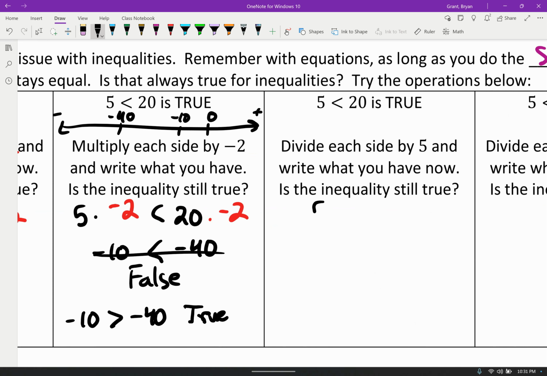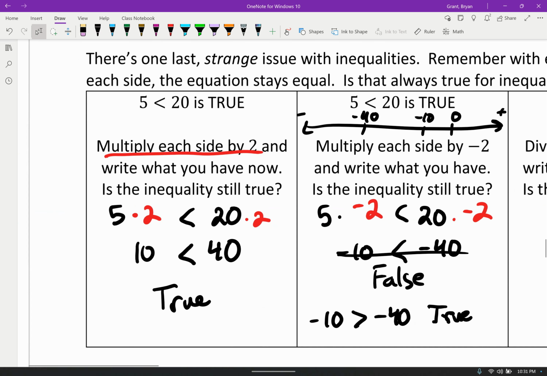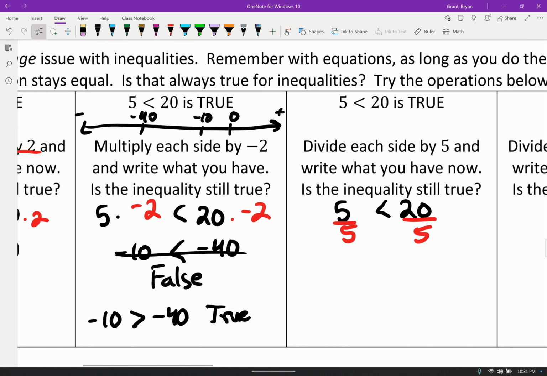So let's try this here. We have 5 less than 20, and they want us to divide both sides by 5 using that fraction for division. Now when I divided by 2 or multiplied by 2, we stayed true. If I divide by 5, I would expect this to be true as well. 1 and 4. Is 1 less than 4? Yeah, that is true.